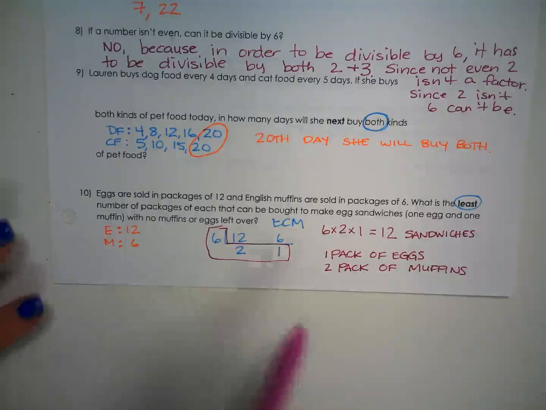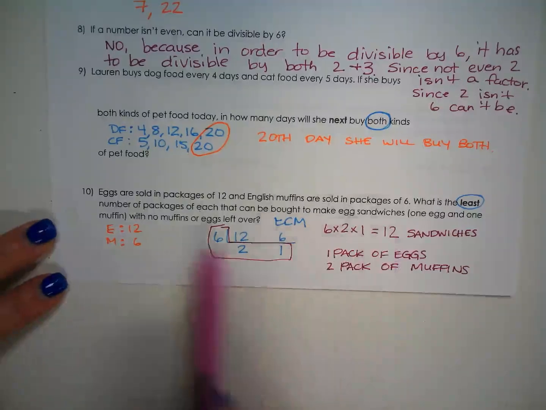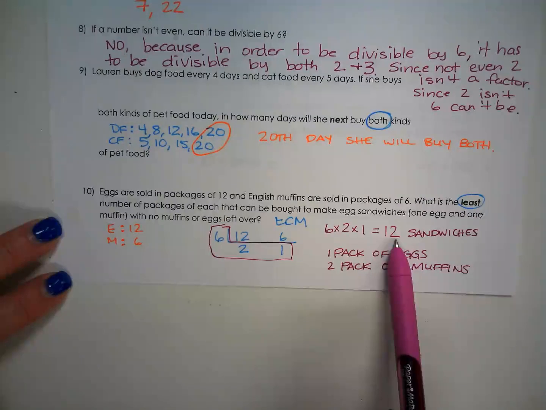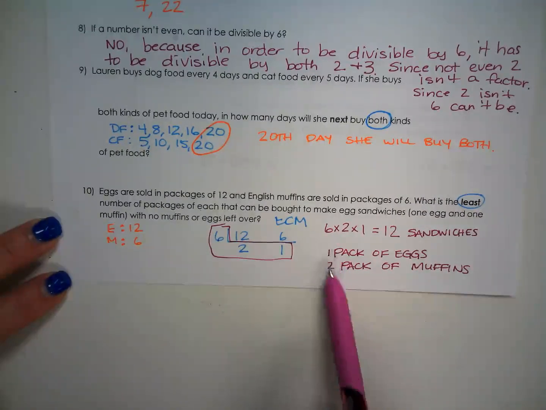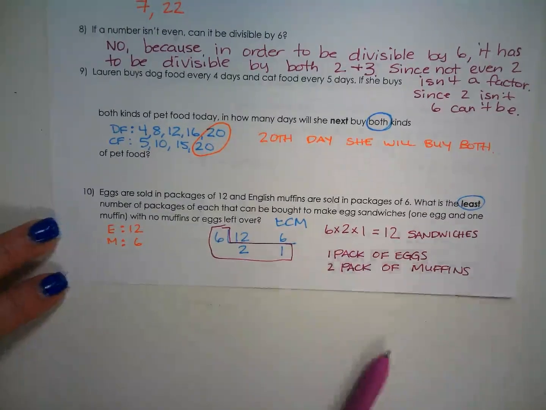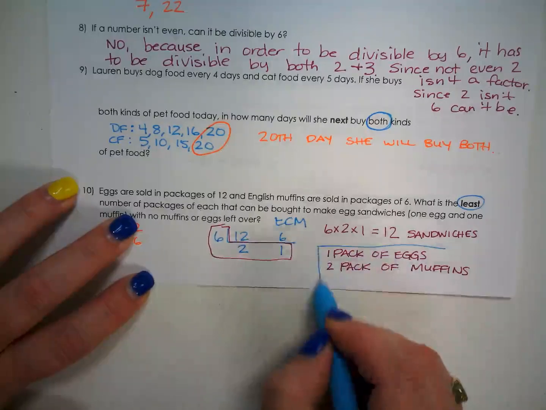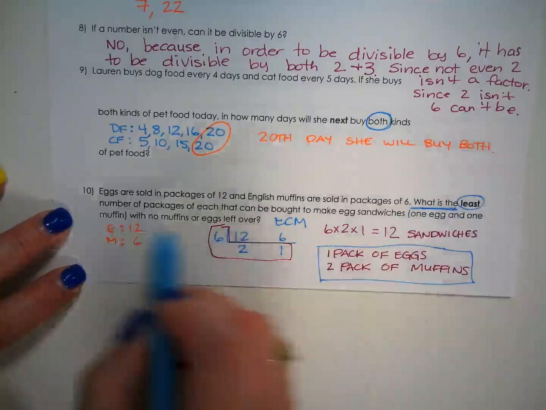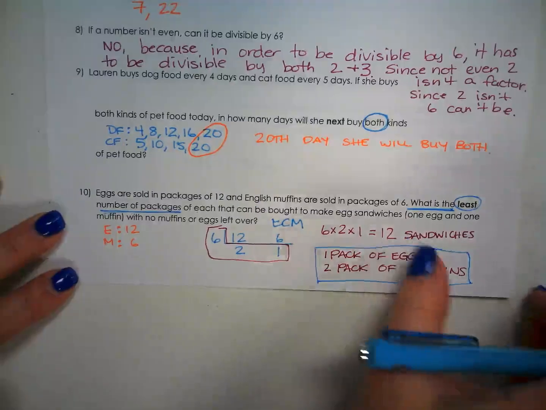Okay? So again, we've got to make sure that you read the question and you know what it's asking. You needed this information. I'm going to be able to make 12 total sandwiches. And when I do that, I need 1 pack of eggs and 2 packs of muffins. And this right here is the answer to the question, because that's what it was asked. What is the least number of packages? Okay.